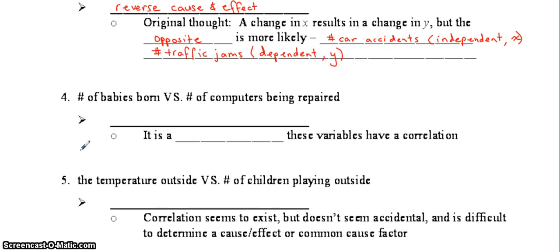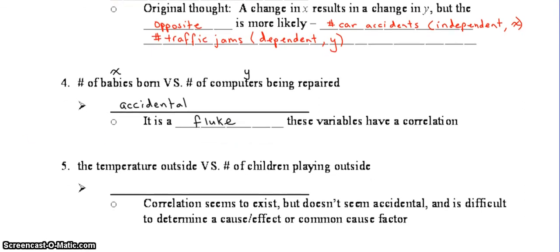The next one's a fairly easy one. If you found that the number of babies born had a relationship with the number of computers being repaired, that is probably just an accidental relationship, which means it is a fluke that these two variables have a correlation.